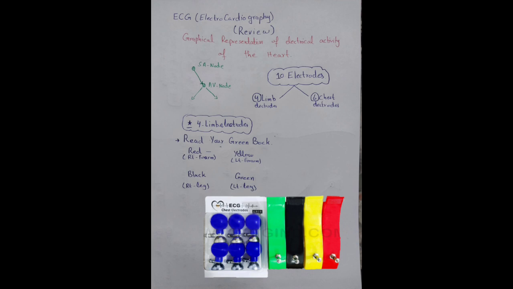From "read" there is red, so red will be on the right forearm, yellow on the left forearm, green on the left leg, and black on the right leg. Remember, you can see the picture also below. The metallic side will be on the anterior surfaces of the forearm or the legs. When you open the electrodes you will see the metallic side. I am saying this for the 4 limb electrodes: red, yellow, green and black.